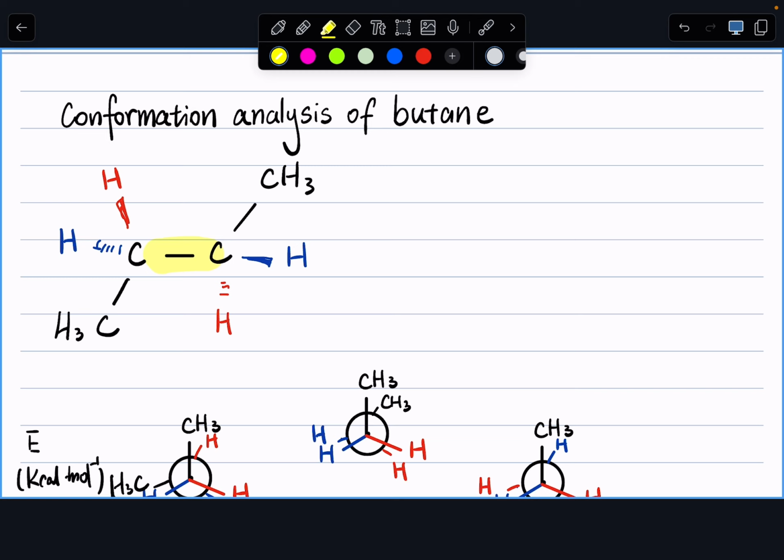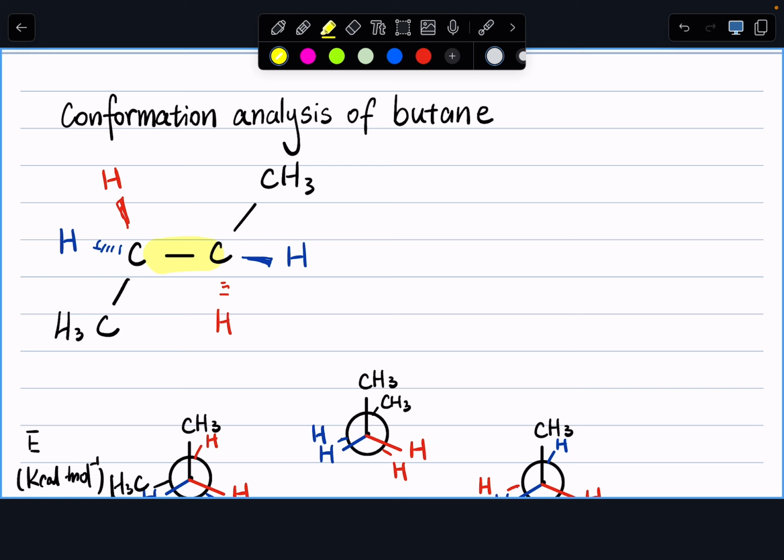So this is called the anti-configuration. And when we say this is anti, we're saying the sterically bulky groups are as far away from each other as possible. They're staggered, and at the same time, they're anti. Staggered means we have a 60-degree dihedral angle in between. And anti describes that your methyl and methyl group are as far away from each other as possible.